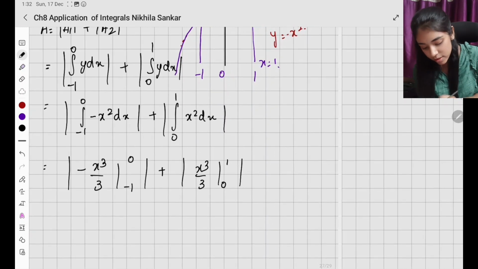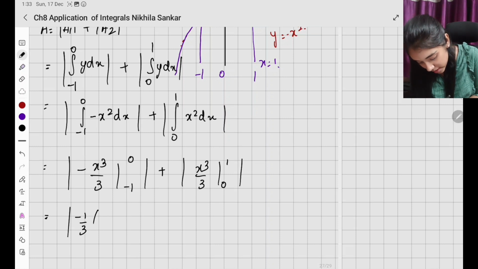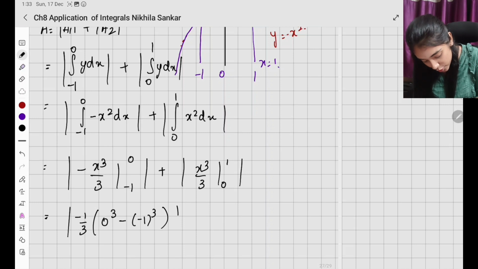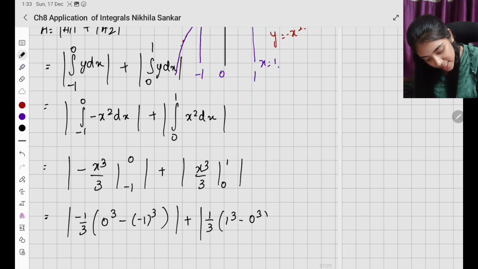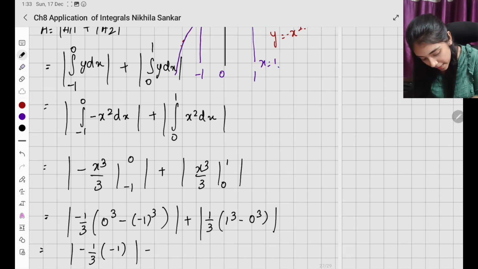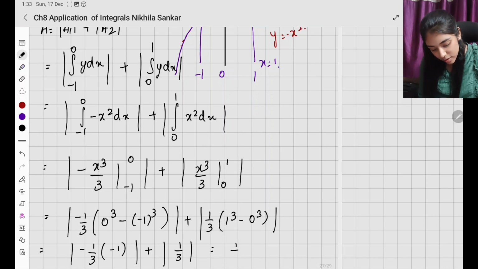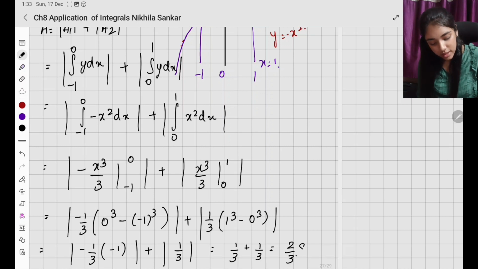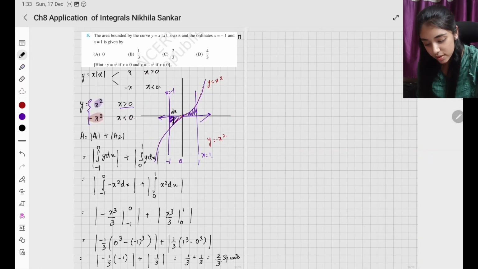Okay, now when I substitute, I have minus 1 by 3 times upper limit minus lower limit. So 0 cube minus minus 1 the whole cube, plus 1 by 3 is a constant, x cube, so 1 cube minus 0 cube. When I simplify, I have minus 1 by 3 inside the bracket, again a minus 1, plus in the absolute value I have 1 divided by 3. So finally I have 1 by 3 plus 1 by 3, which is going to be 2 divided by 3 square units. Since we are talking about area, it is going to be square units. Okay, please copy.